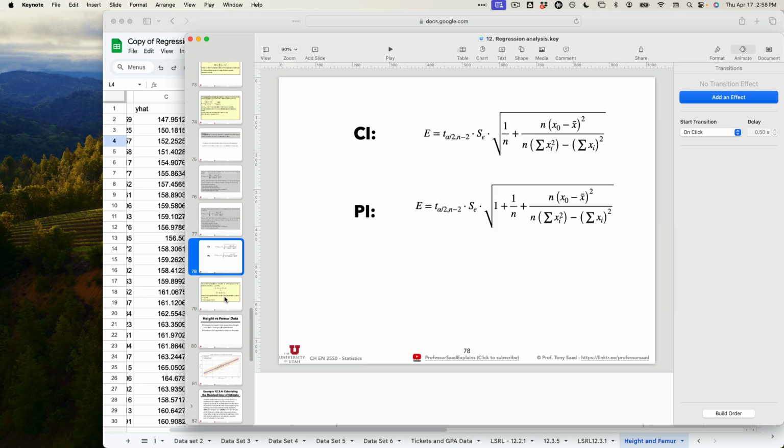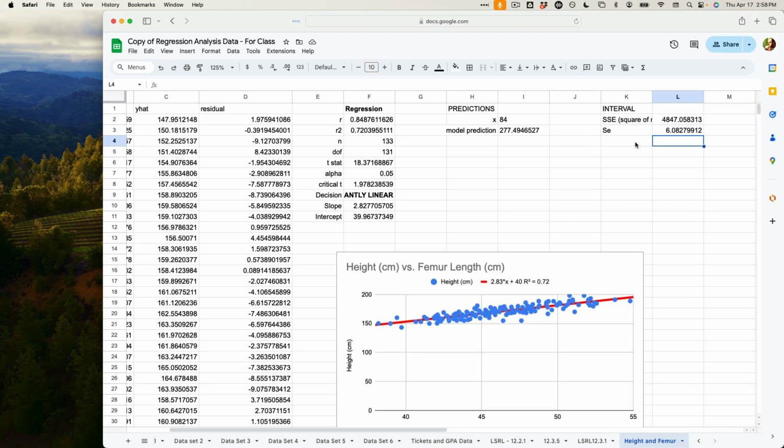Now, these formulas, I have T alpha over 2, I have SE, I have N. X0 is the value where you're trying to make a prediction. That's your, what's a person's height at a femur length of 45 centimeters, or what's the precipitation at 84 degrees? That's your X0. That's the point of interest you're to make a prediction on. X bar is the mean of the data, so we need X bar.